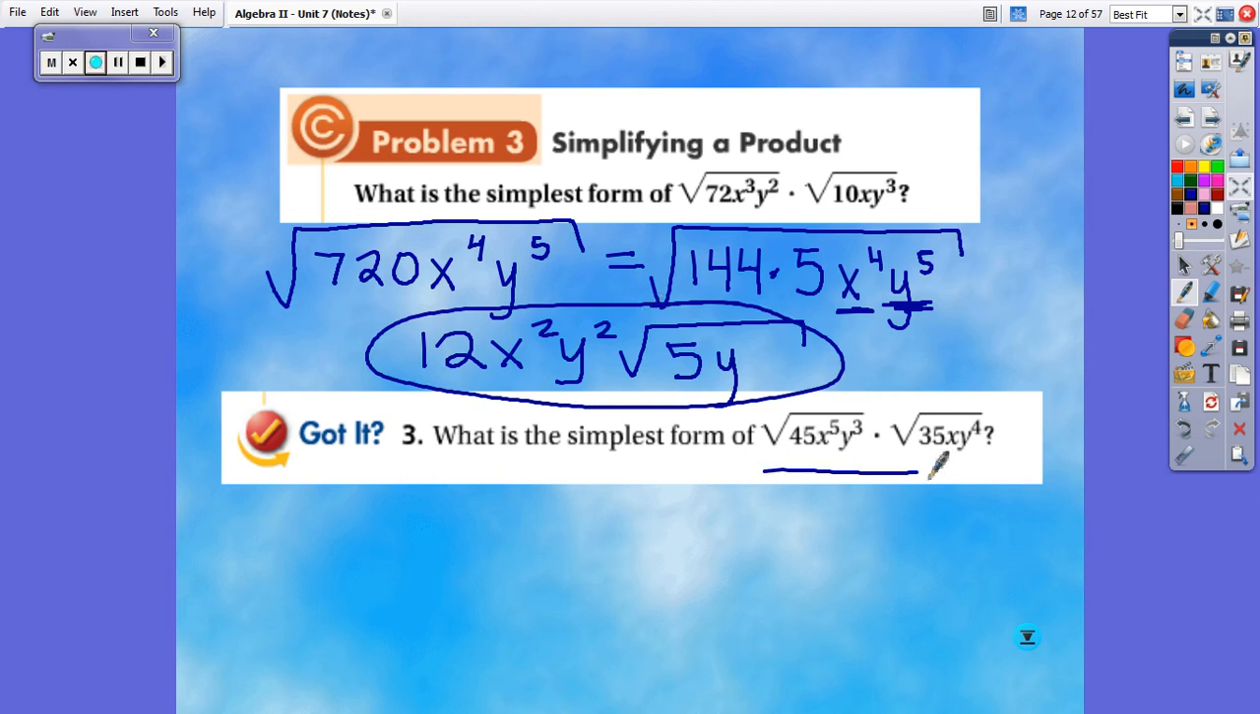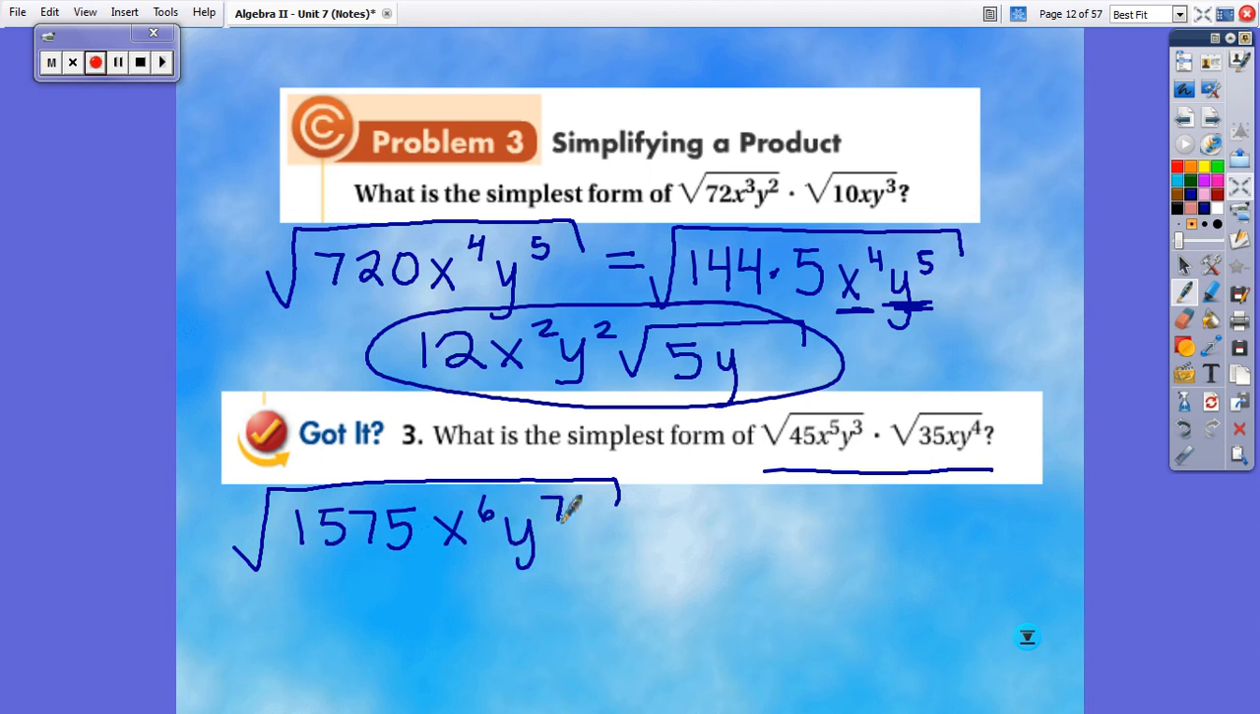Do the same thing and try this problem here. You're multiplying both of those together. So the easy part is putting everything under the same radical. This is going to be 1575 x to the 6th, y to the 7th. And the tricky part is figuring out what this actually breaks into.